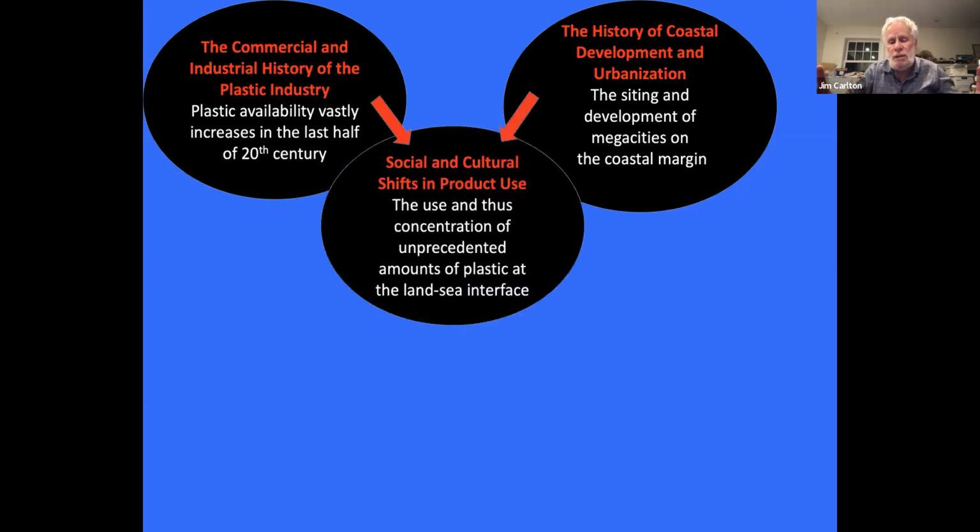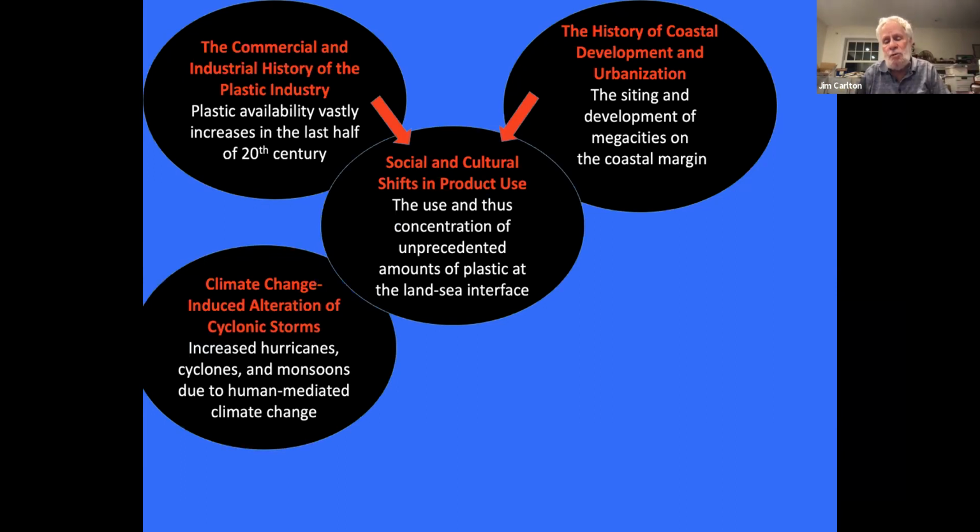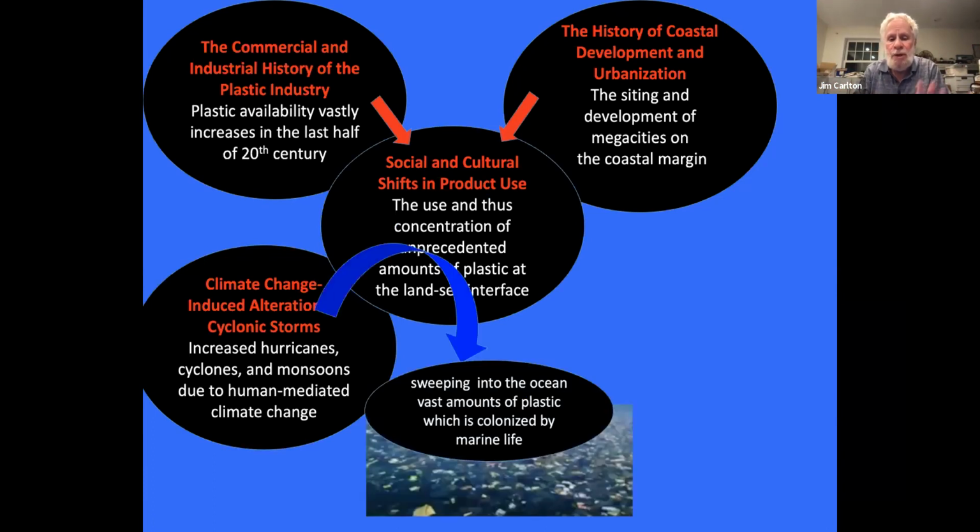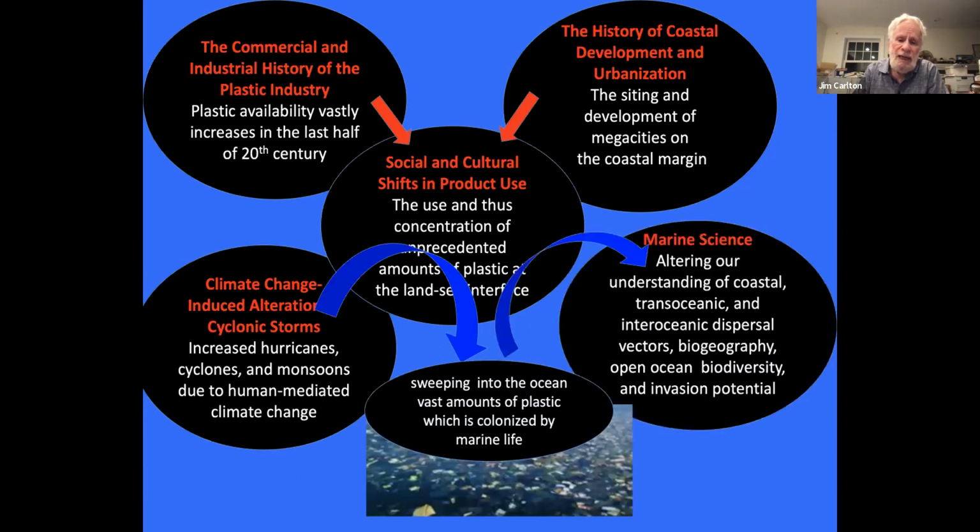And with those shifts in uses, it concentrates, as we just mentioned, a huge amount of plastic at the land-sea interface at a time when there's a greater and greater probability of that material being washed into the ocean. And with that sweeping of things into the ocean, potentially colonized by marine life, giving us an altered picture of not only our ability to actually alter the high seas that we thought was one of the last untouched places, but also a scale of biogeographic change and invasion potential that's really kind of hard for us to wrap ourselves around.